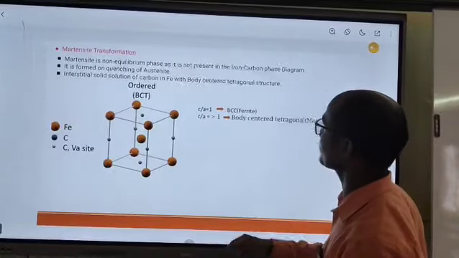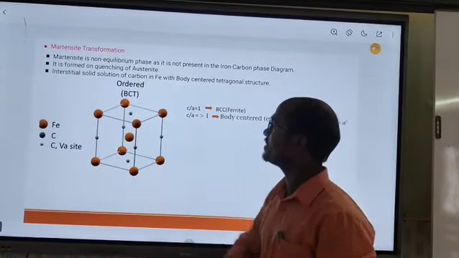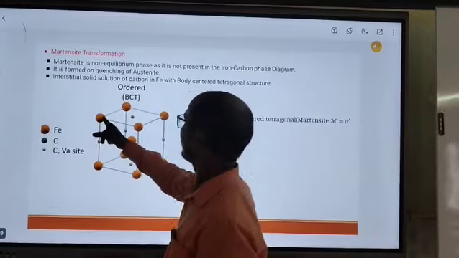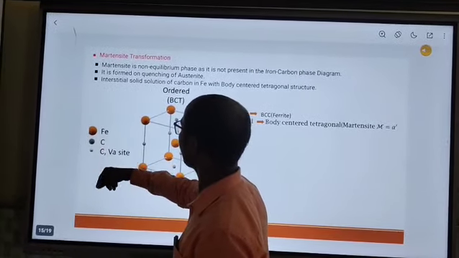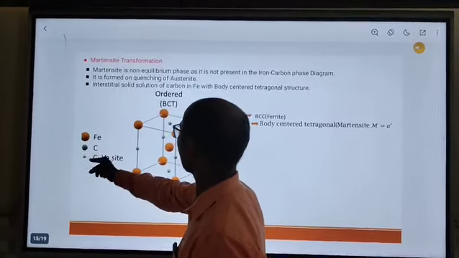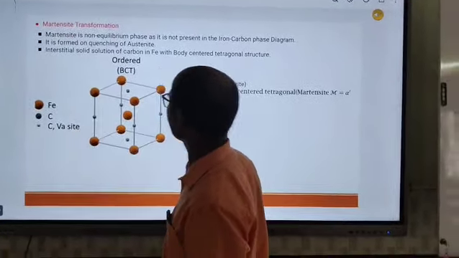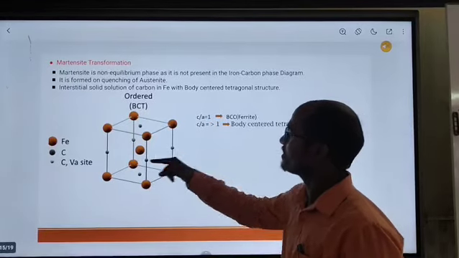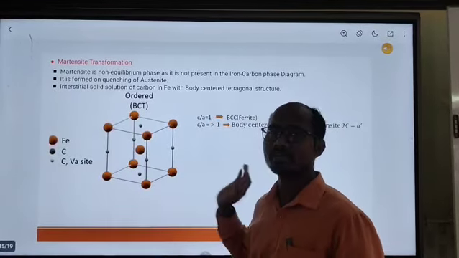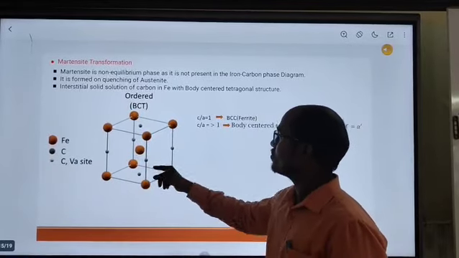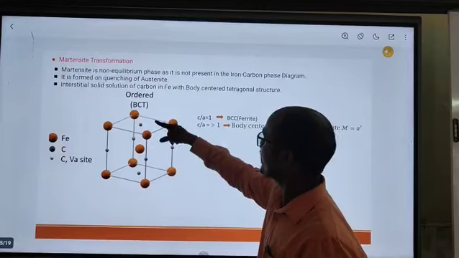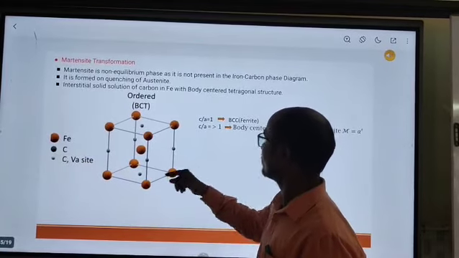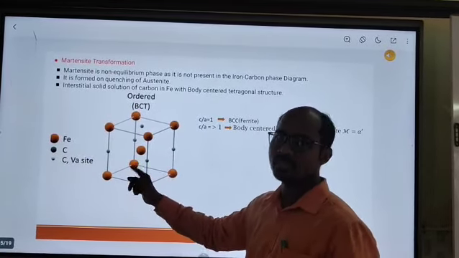You can see this is a BCT structure. The orange ball is denoted as iron, and the small one is carbon. In this BCT structure, the carbon is present at the octahedral site. Due to this trapping at the octahedral site, this axis is the c-axis. Suppose I take this as x, and this as y, so y means b.